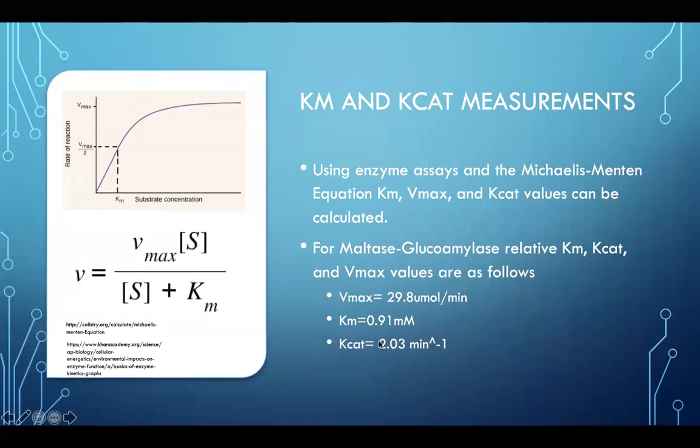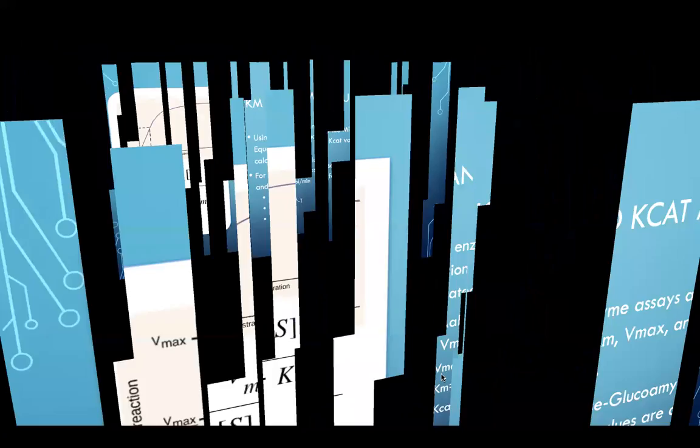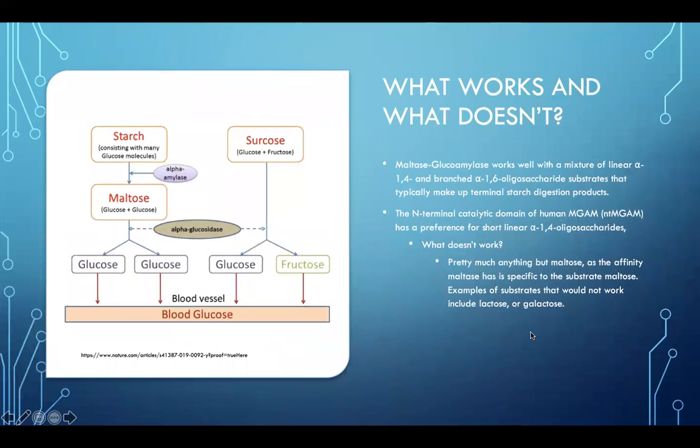In this slide, to the left, we can see the Michaelis-Menten equation, and we can also see a graph of that. Using enzyme assays in the Michaelis-Menten equation, Km, Vmax, and Kcat values can be calculated. Specifically for MGAM, relative Km, Kcat, and Vmax values were as follows: Vmax was 29.8 micromoles per minute, Km was 0.91 millimolar, and Kcat was 2.03 per minute. These values will vary, as they were found in a journal article, so they will vary depending on the experiment. Okay, and now we will look at what works and what doesn't work with MGAM.